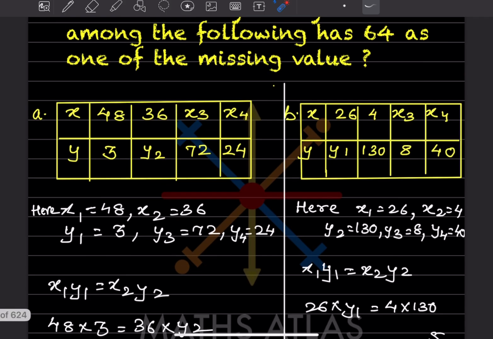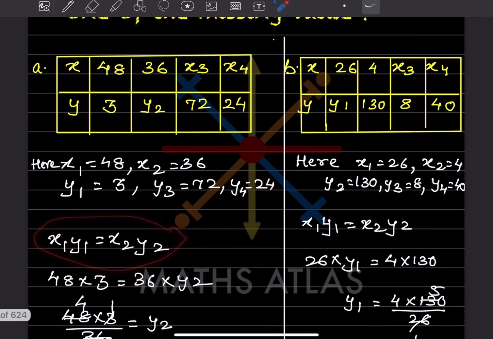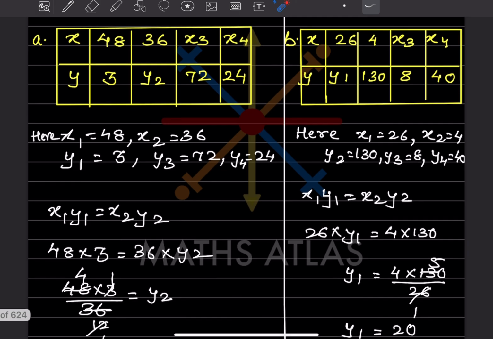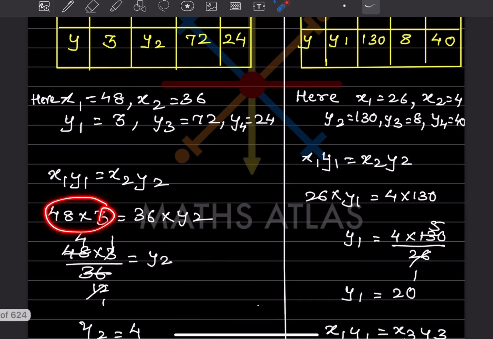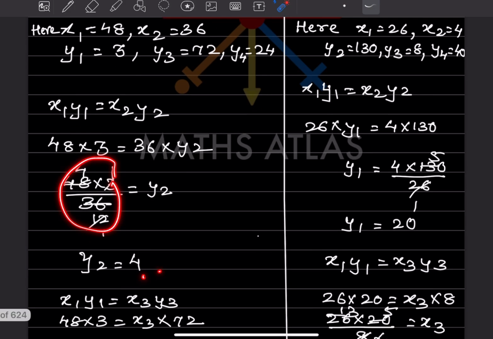Because this is inversely proportional, we have to use x1 y1 is equal to x2 y2. Everything is given as I told you here. This is x1 and this is y1, so you just plug in the values. We don't know what y2 is, but this is x2, so we can find y2. This will go on the other side and get divided, that is y2. After simplifying, we get y2 is 4.